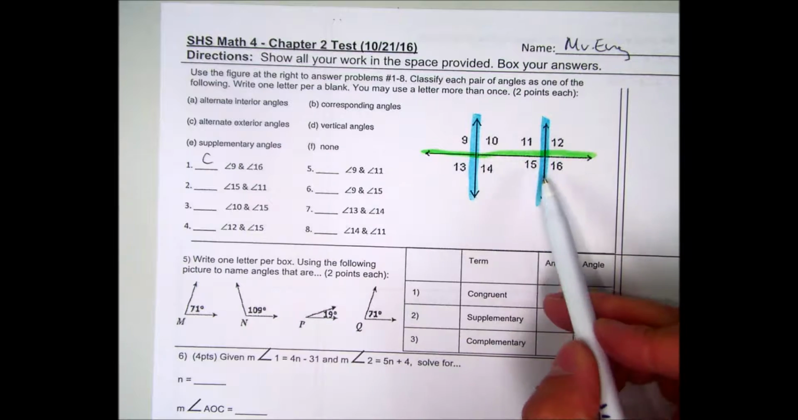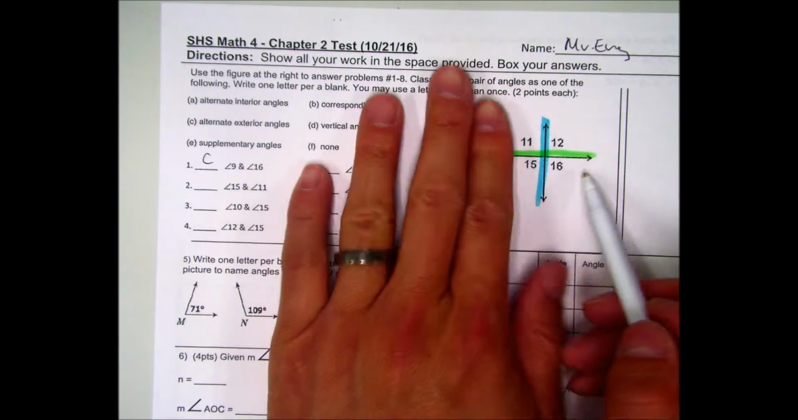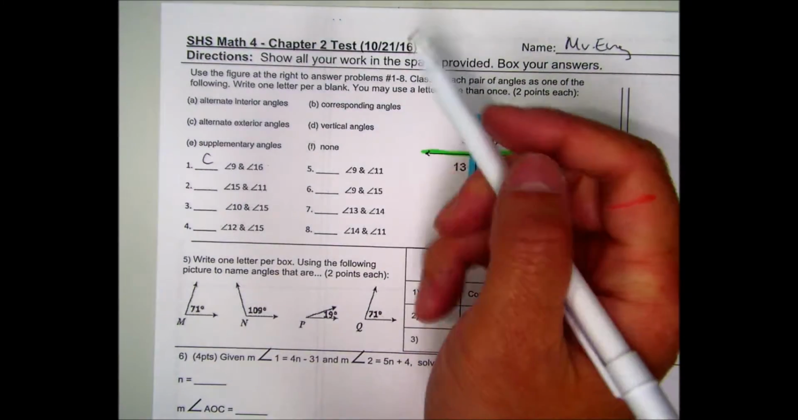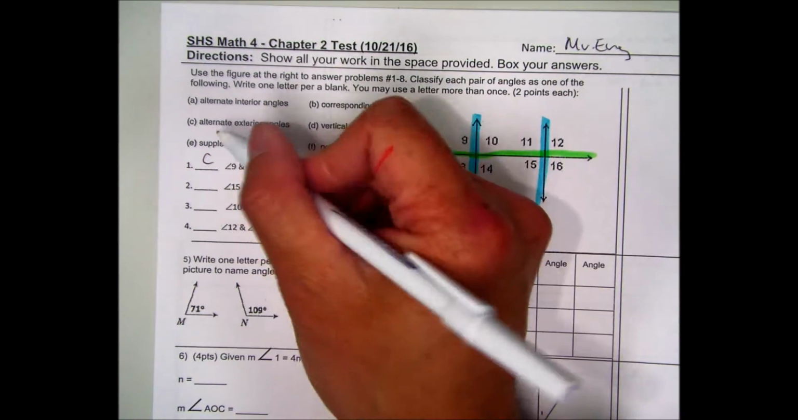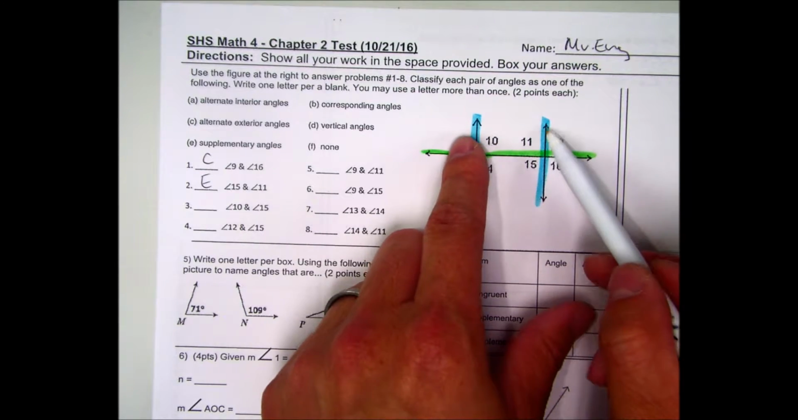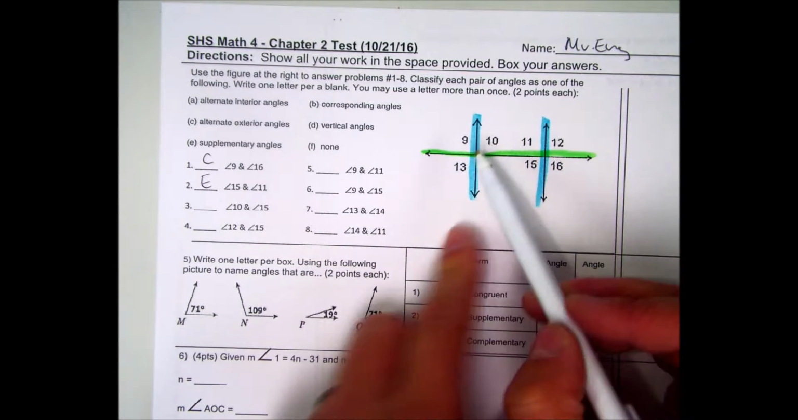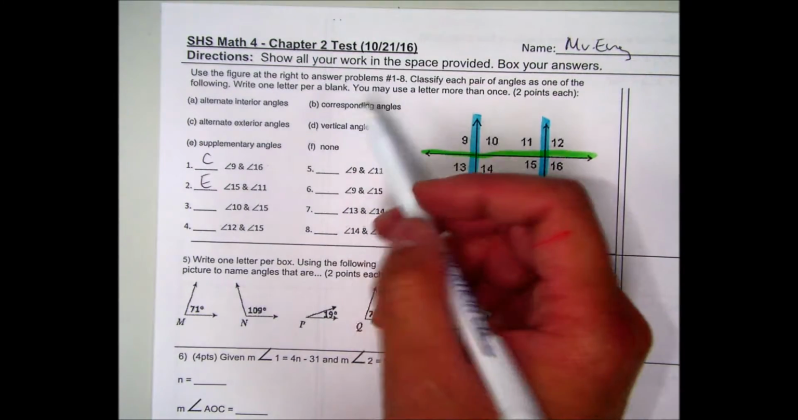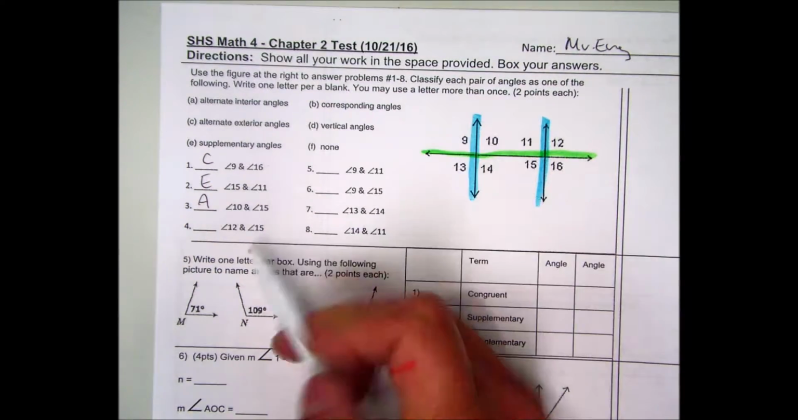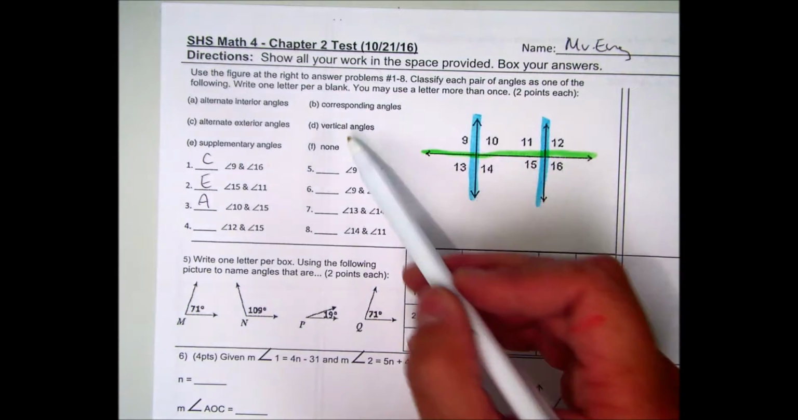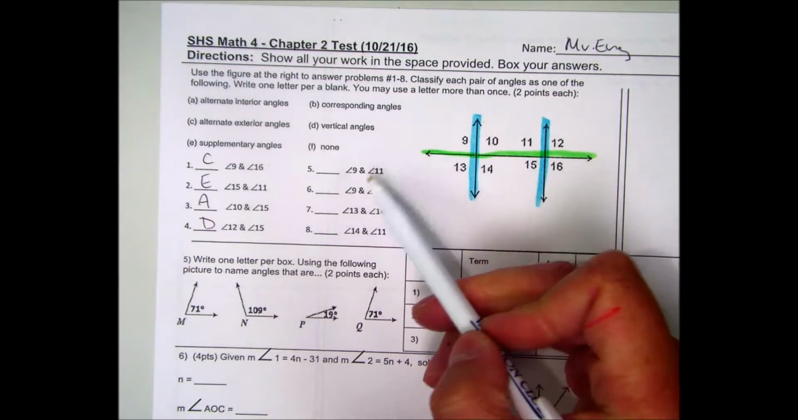Angles 15 and 11, they're both on the inside, but notice how they're on one line there on the blue. That would be a linear pair or supplementary angles, so that would be E. 10 and 15, they are both on the inside of the blue lines. They are alternating on the green, so they're on opposite sides. That would be alternate interior angles. 12 and 15, these are across one another on two lines. Those are vertical angles, D.